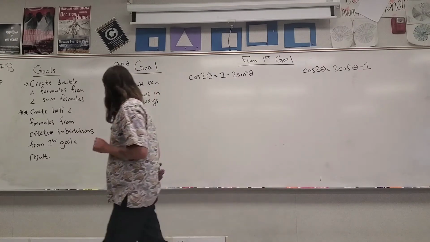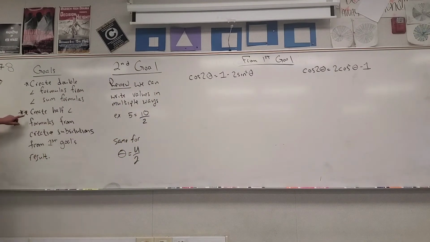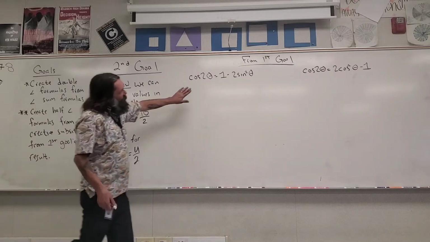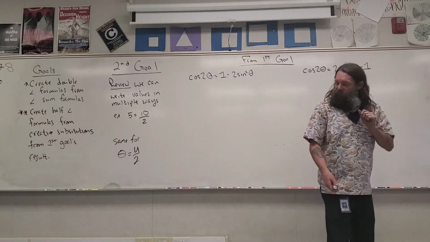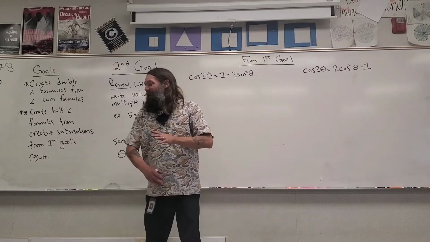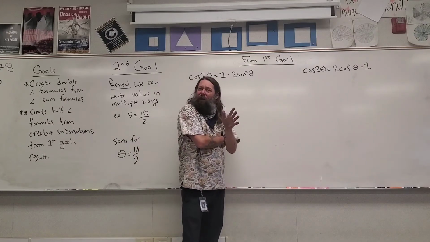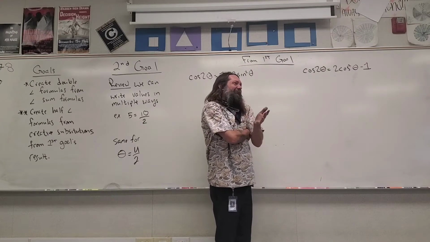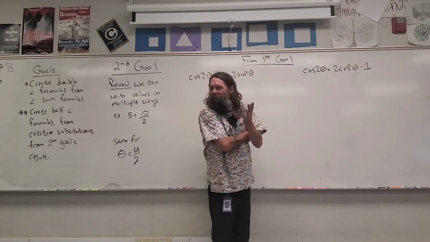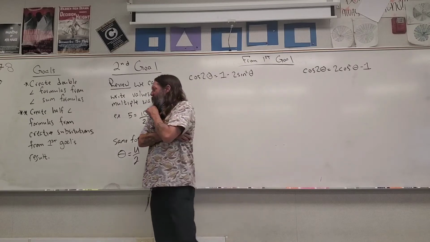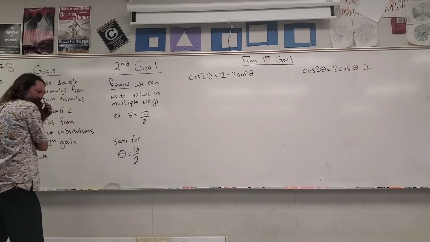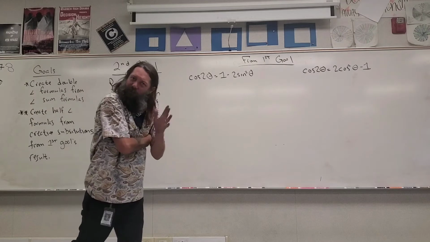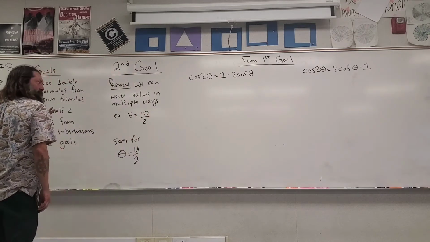Let's go ahead and jump into our second goal. Remember, our second goal is going to be to create half angle formulas from creative substitutions from the first goal's results. Here are my results from the first goal. Now, this creative substitution that I'm going to talk about used to bother me. I didn't like it because I didn't understand how simple and elegant it was. And we tend not to like things that we don't understand, but now that I understand it, I actually really appreciate how simple it is. So let me show you what we're going to do.